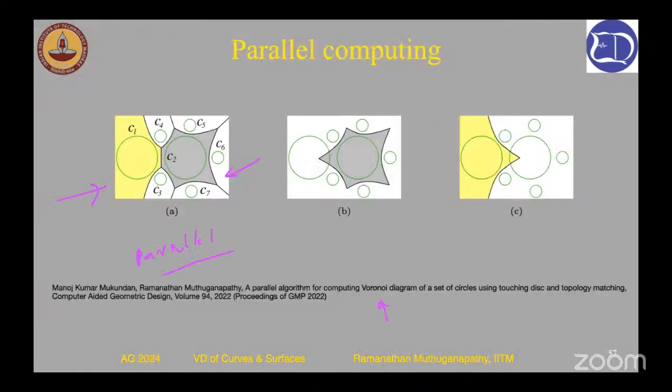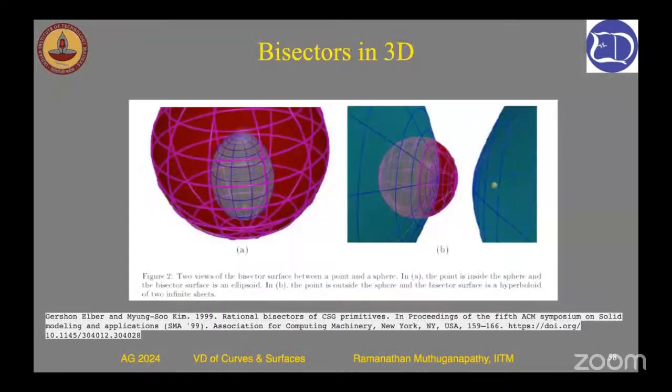Just moving on to give some idea of the bisectors in 3D. Since we have done a lot on bisectors in 2D at this point for planar curves, I'll just give a glimpse of what will happen in 3D. You can observe that even in 2D, the bisectors were very complex for general curves. So obviously it is going to be more complex in 3D as well. And these are some examples I'm citing from Gershon and Kim's paper.